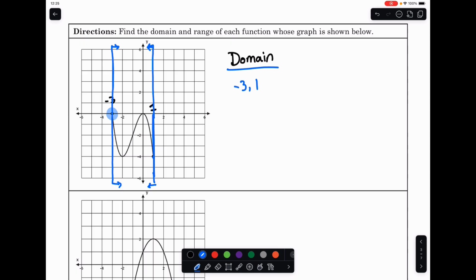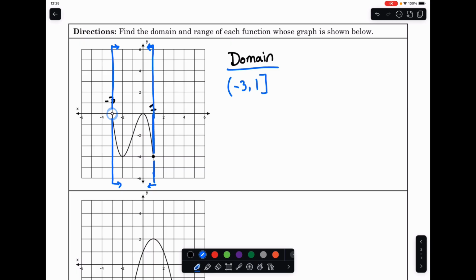Now at -3, let me erase this here so we could see it. We clearly see that there's an open circle there, so that requires us to use a parenthesis on that endpoint. And on the other end is a closed circle, so that requires us to use a bracket. Let's now translate this and write this using set builder notation.